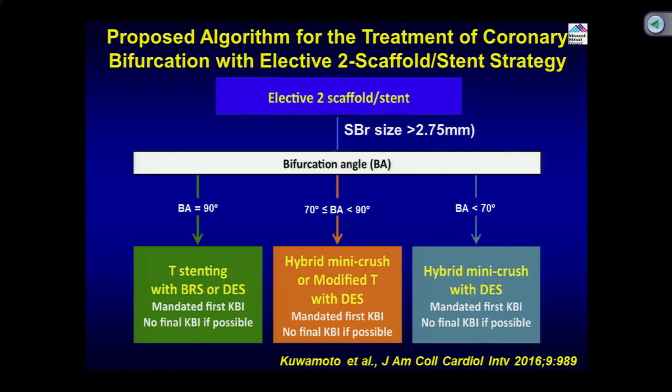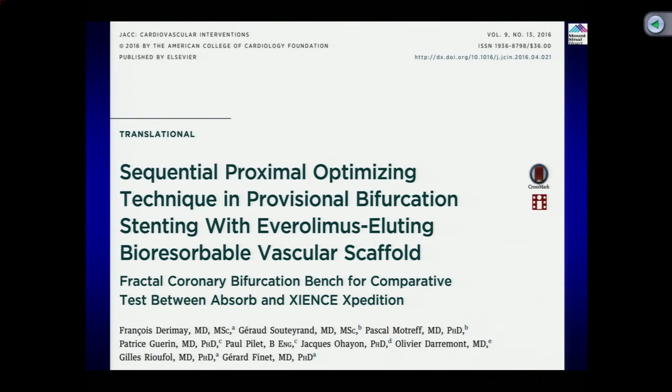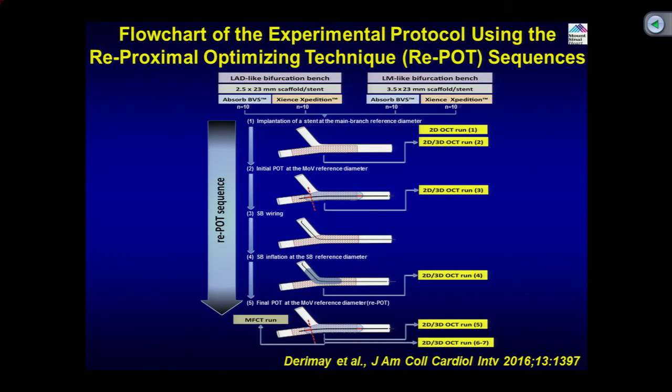Now, if the angulation is not favorable, then you do a mini crush or modified T or hybrid crush, basically with the DES in the side branch. Always the message is that once you have put a stent in the main vessel, or you have a BRS or BVS in the main vessel, you should avoid the final kissing balloon inflation, or do just a mini KBI. That is the term coming up now. Do a mini KBI, not with a high pressure. So, very, very important.